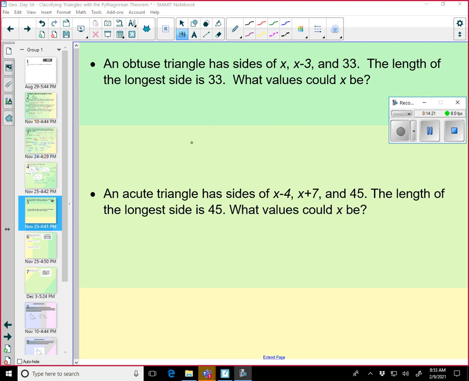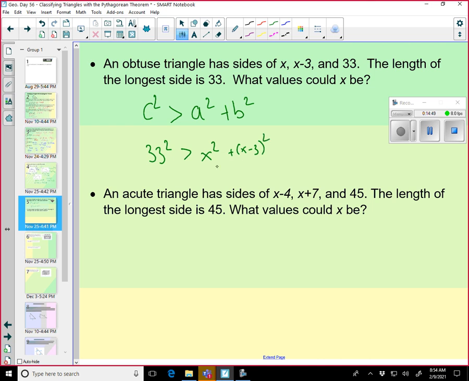Let's check this out. So we have the obtuse triangle. An obtuse triangle satisfies the equation c square is greater than a square plus b square. So substitute and get the possible values of x. The longest side is 33, so 33 square is greater than x square plus x minus 3 whole square.